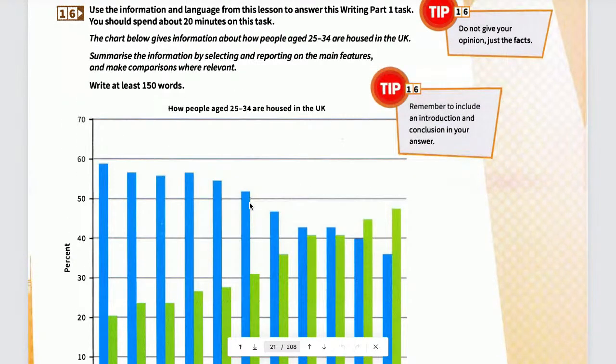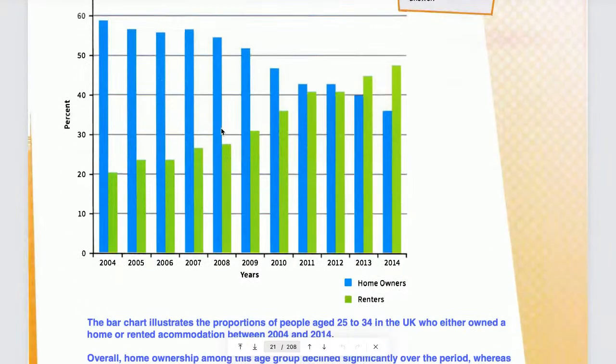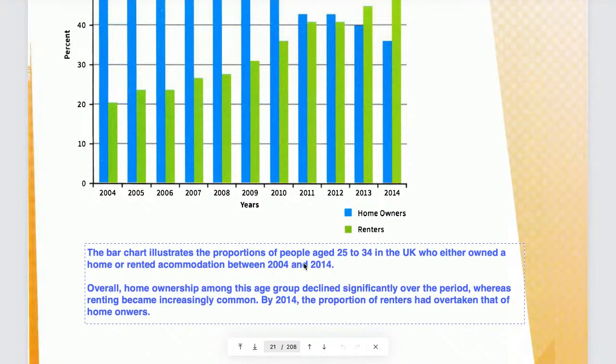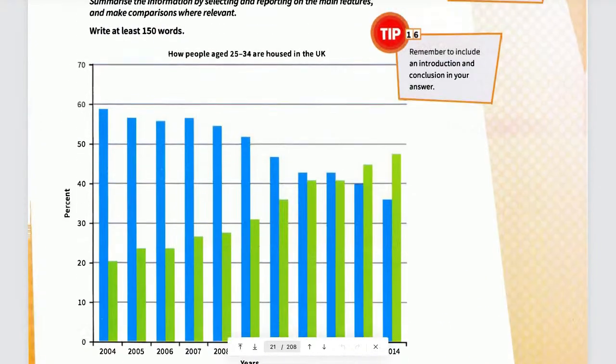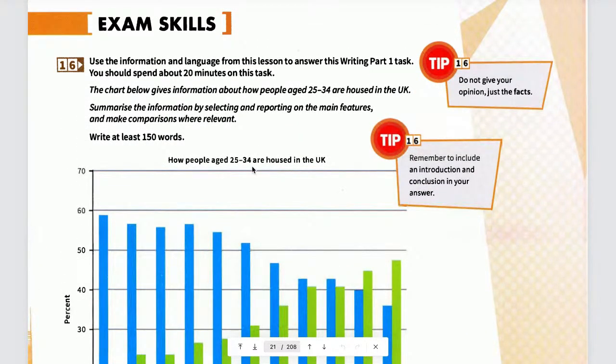And then between 2004, okay, why can I write between 2004 and 2014? Why is that? Someone else, please.